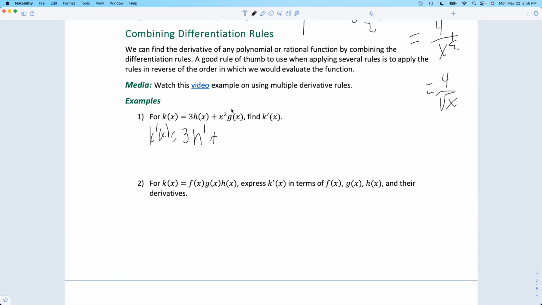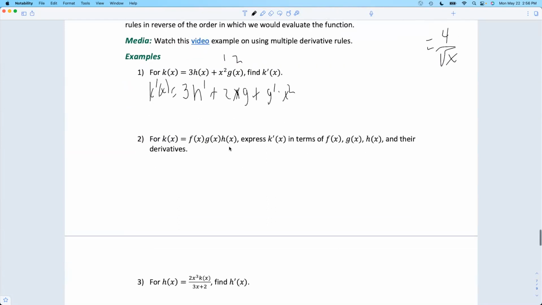Plus, now look, I've got a product here. I'm going to have to do product rule on this. Derivative of the first, leave the second alone. That's a 2x right there. Derivative of x squared is 2x, leave the second alone, plus derivative of the first one times leave the second alone. Okay, and then we don't know h and g. We can't do anything else with it. This was just an exercise in product rule.